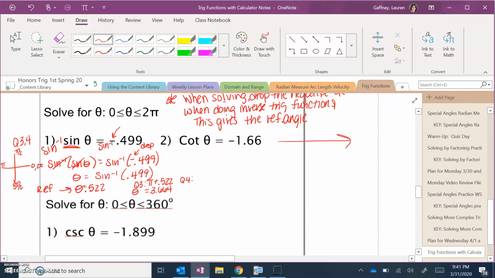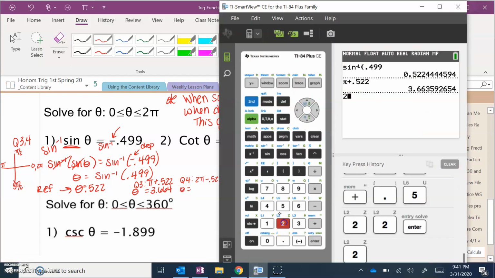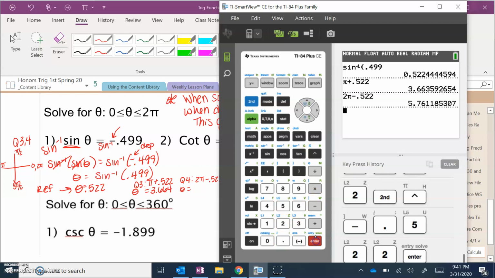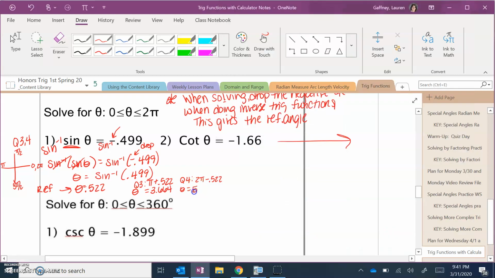So to get to quadrant 4, if we were in degrees, we would take 360 and subtract the reference angle, but we're in radians, so take 2 pi and subtract your reference angle. So if we do that, 2 pi minus 0.522, we get 5.761. And those are our two answers.